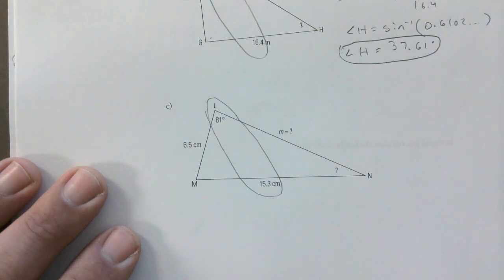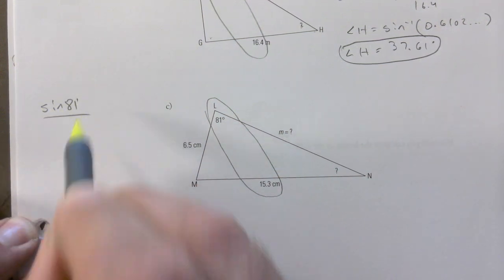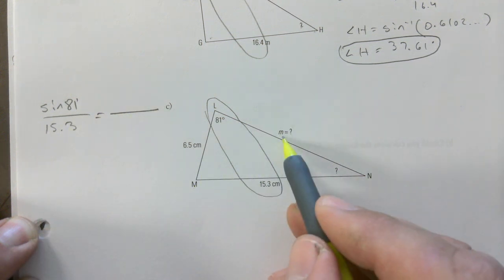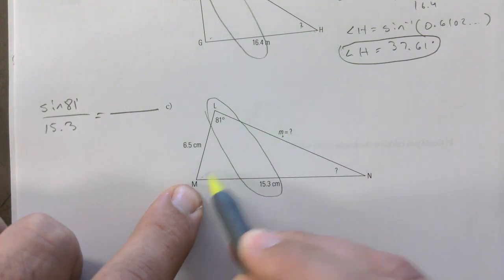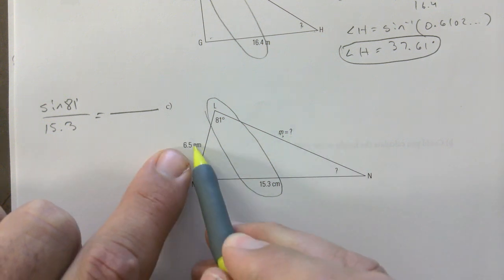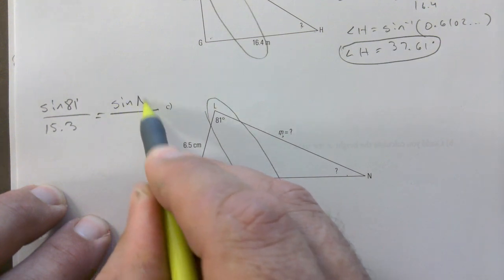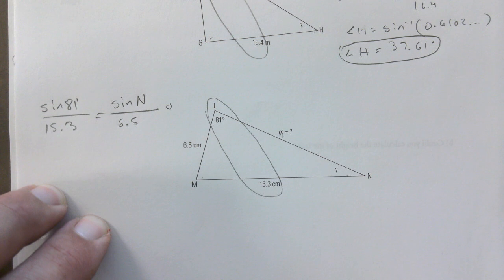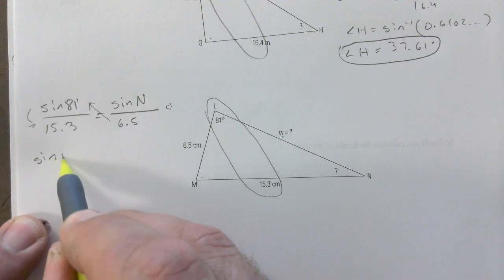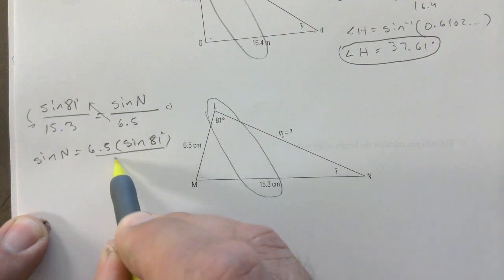I do have a pair. So I'm going to start over here. Sine of 81 over 15.3 is equal to, I'm trying to find side M. Can I do that right now as is? The answer is no. So you always got to go back. What do I have? I have this side, so I can find angle N. So I'm going to go sine of N is 6.5, like that. So it starts with being an angle question, right? Sine of N is 6.5 times sine of 81 divided by 15.3.